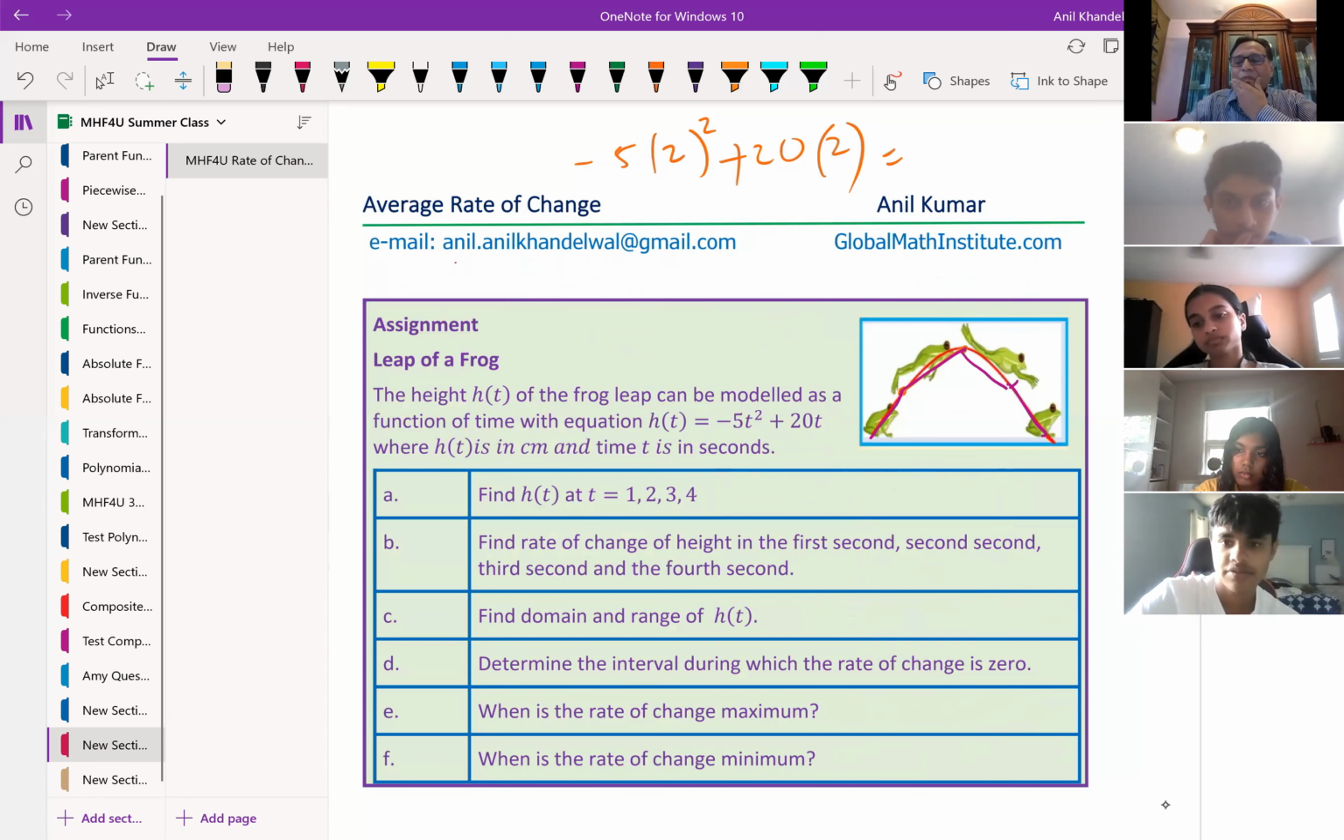I was going to say the same thing. Very good. Now let us see the values.